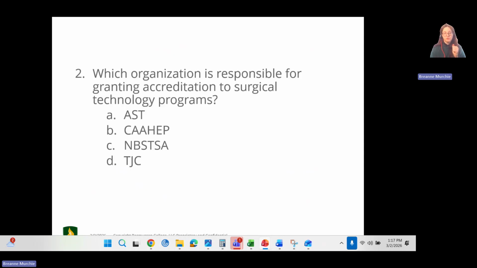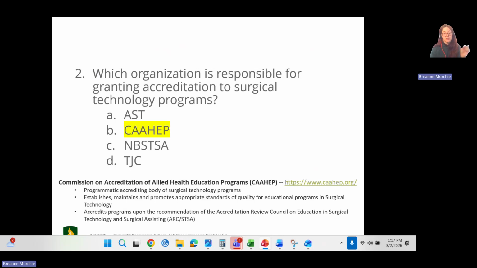Number 2, which organization is responsible for granting accreditation to surgical technology programs? That's very specific there. That's going to be CAAHEP, the Commission on Accreditation of Allied Health Education Programs. I know we like to use the shorthand moniker, like saying CAAHEP instead of saying that mouthful. But knowing what these acronyms stand for is really going to serve you. So please, when you're reviewing AST, CAAHEP, NBSTSA, TJC, don't just review what the acronym is. I want you to know what the acronym stands for.